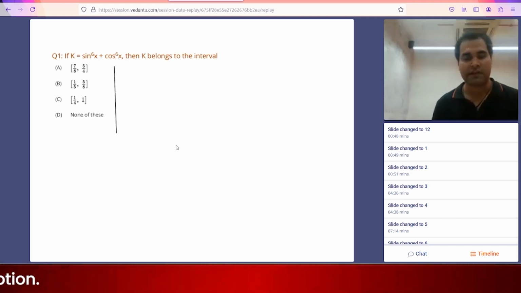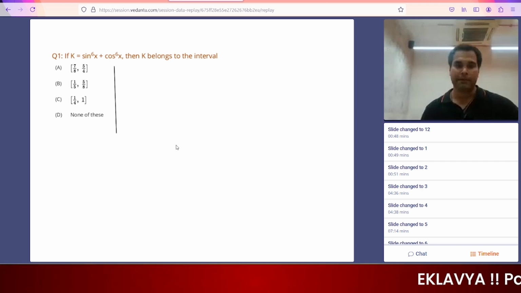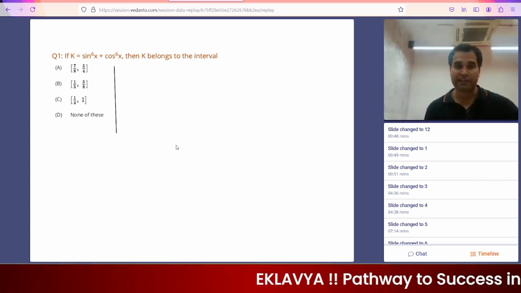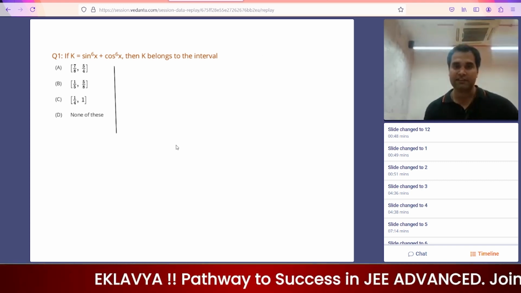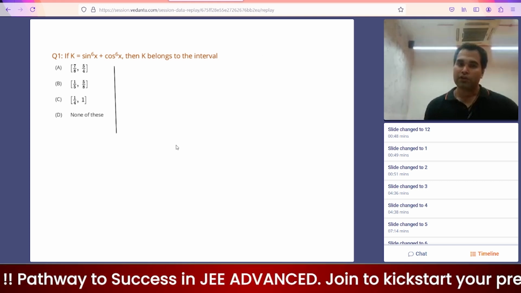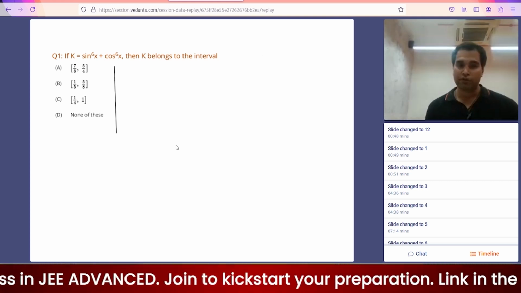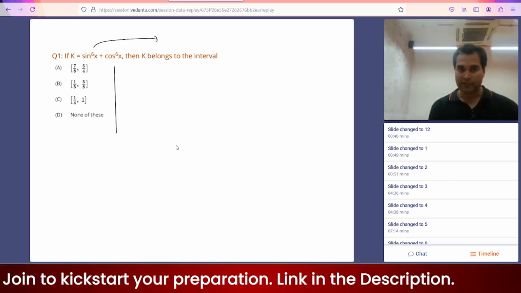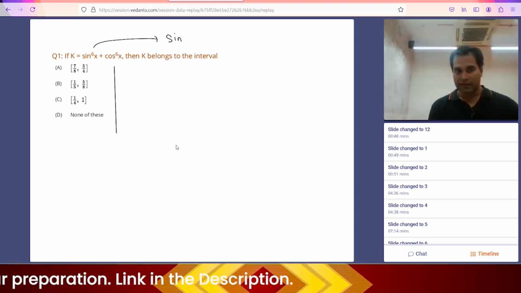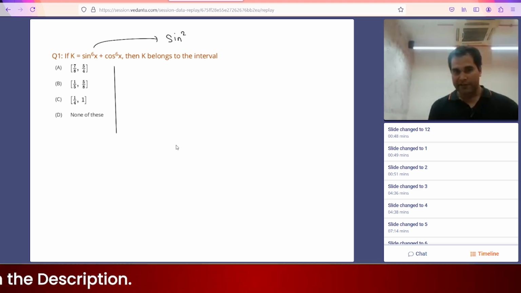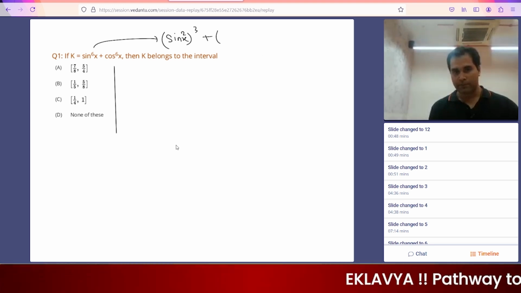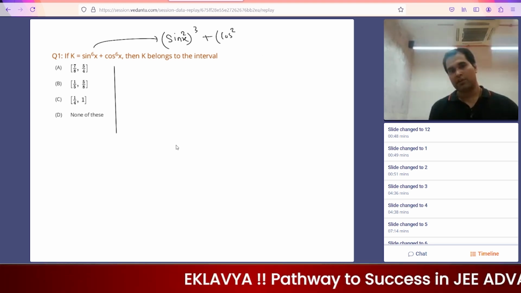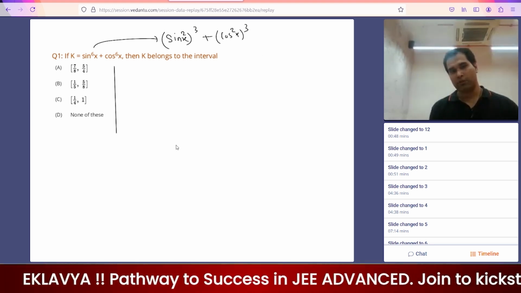In this given question number 1, if k equals sin to the power 6x plus cos to the power 6x, then k belongs to. This is a very simple question. Then this expression can be written as sin square x whole cube plus cos square x whole cube.